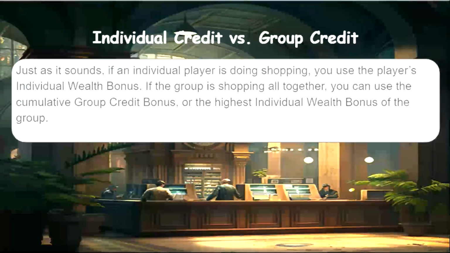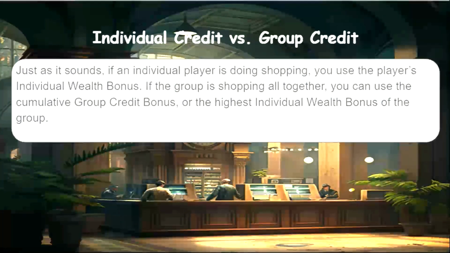Individual credit versus group credit is just as it sounds. If, say, an individual player character is out doing shopping, you're going to use that player's individual wealth bonus. Whereas if the group is going shopping all together, you can use the cumulative group credit bonus or use the highest individual wealth bonus of the group.